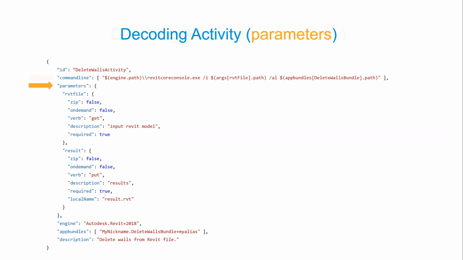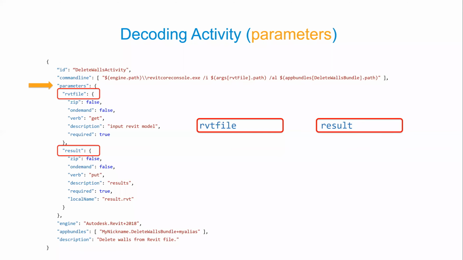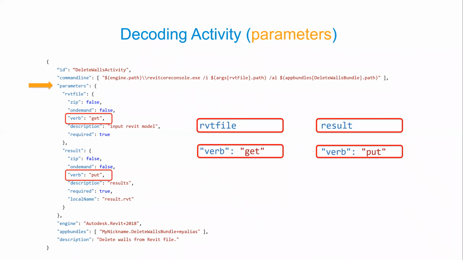Next slide, Sasha. I want to talk about parameters. There are two parameter definitions used here: one is the RVT file and the other is the result. The verb get indicates that it is an input parameter, whereas the verb put indicates it's an output parameter. When the job runs, the URL associated with the input argument is called before the job execution, so we get the data before the job executes. Once the job concludes, we call the URL associated with the output argument. We put the data.